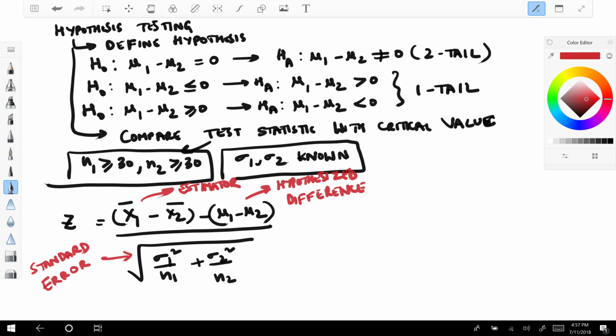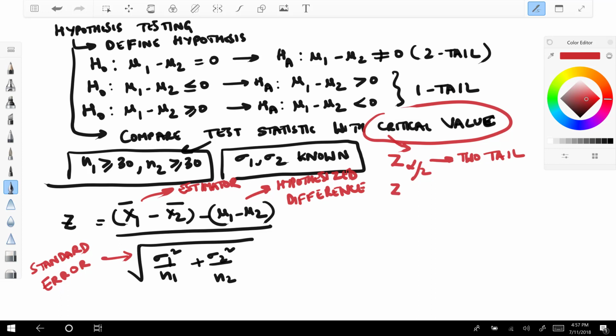So the critical value, you might know, we get from a z table. It can be z alpha over 2 if it is a two-tail test, and z alpha if it is a one-tail test. And then finally, based on our test comparison, we make conclusions.